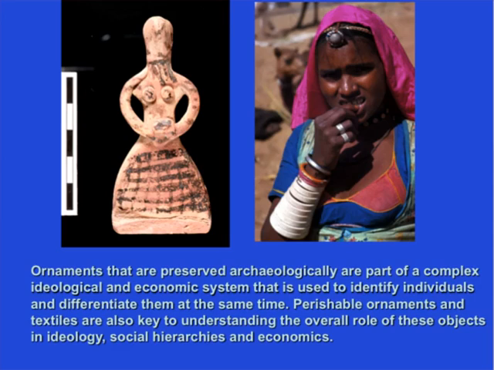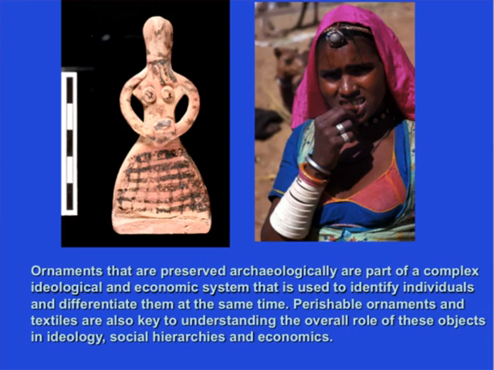This discussion and today's talk is about ornaments and how they are traded and how they are used in cities and settlements of the Indus civilization. The ornaments that are preserved archaeologically, which are the preserved materials of decoration, are only part of a complex of ideological and economic systems that are used to identify individuals and differentiate them at the same time. So ornaments are used to make people look different, but they also are used to help people integrate and look the same amongst certain communities. And this is an important pattern that we need to understand and need to identify archaeologically.